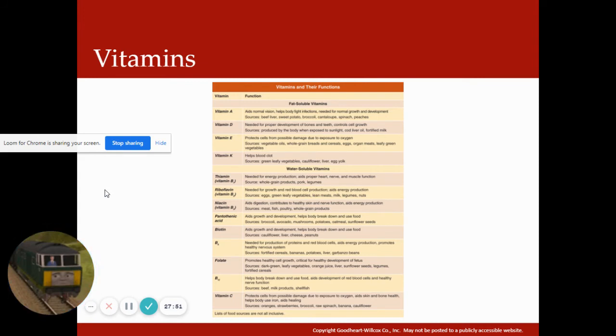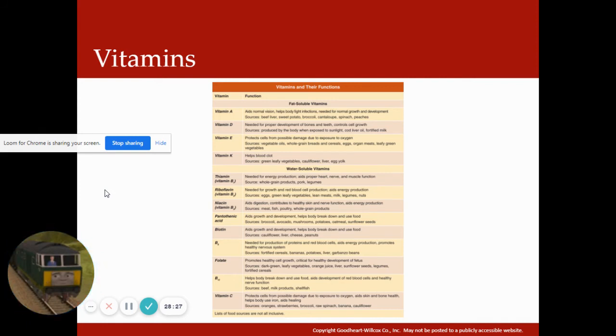Water-soluble vitamins. Vitamin B1 is needed for energy production and aids proper heart, nerve, and muscle function. Sources: whole grain products, pork, and legumes. Riboflavin, vitamin B2, is needed for growth and red blood cell production and aids energy production. Sources: eggs, green leafy vegetables, lean meats, milk, legumes, and nuts.